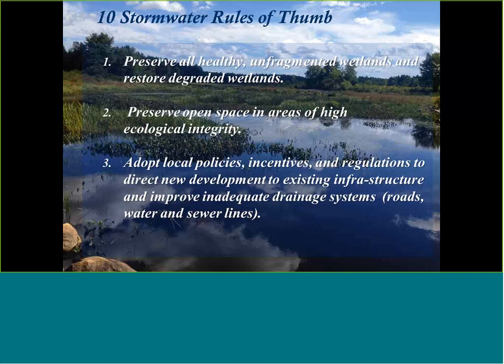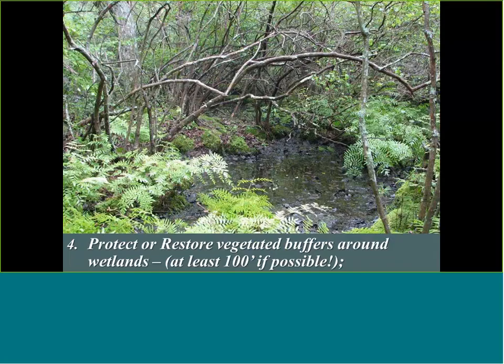The first rule of thumb is to preserve all healthy, unfragmented wetlands and restore degraded wetlands. Second, preserve open space in areas of high ecological integrity. Third, adopt local policies, incentives, and regulations to direct new development to existing infrastructure and improve inadequate drainage systems in roadways and in water and sewer lines.